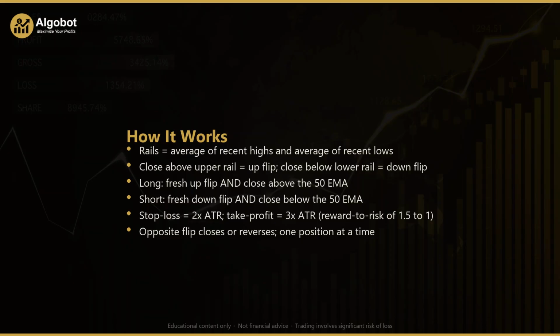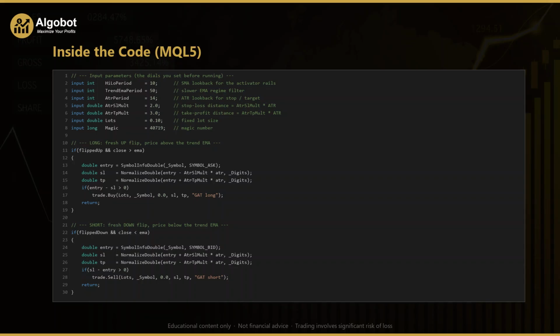Finally, the activator doubles as an exit engine. If a position is open and the activator flips the other way, that trade is closed immediately. And if the trend filter agrees, the position can reverse. The EA holds at most one position at a time, so the stop, the target, and the opposite flip together bracket every trade. Let's read the important parts of this EA the way you'd see them inside MetaEditor.